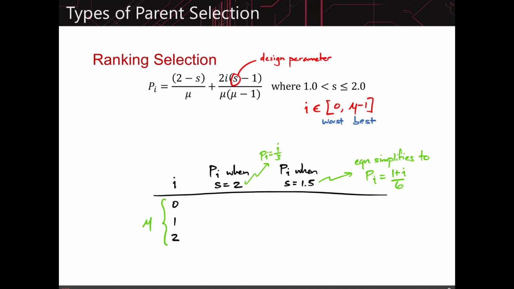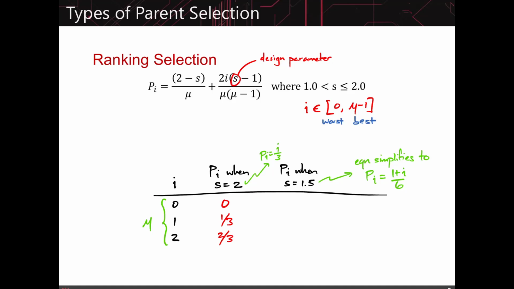So for a simple population where we have 3 individuals, I'm going to show the probabilities and how they vary with that design parameter S. So I've got 2 columns here where S is equal to 2 and S is equal to 1.5. And I've shown how the equation for ranking selection simplifies for both of those 2 cases, noting that this only is true when mu is 3 in particular. So if you increase the size of the population, the probabilities will change a little bit. But for this particular example, the worst individual when S is 2 is going to have a probability of 0. The next will have a probability of 1/3, and then the best one will have a probability of 2/3.